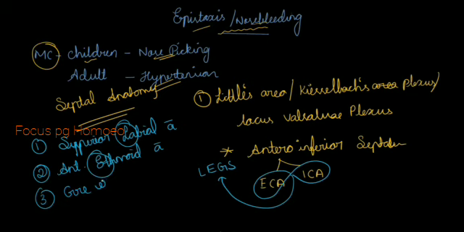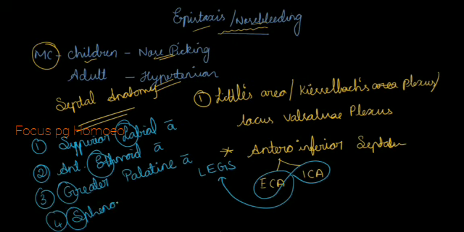Then comes the third one, that is G, G for greater palatine artery, and S for sphenopalatine artery. These branches are mainly supplying Little's area or Kisselbach's plexus, and there is a special name for the sphenopalatine artery: it is also called the artery of epistaxis.